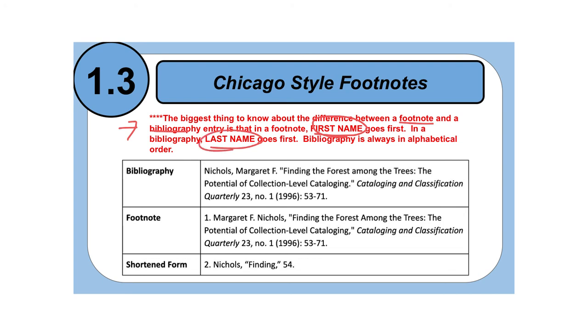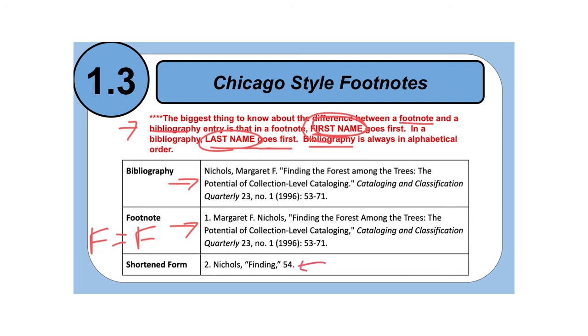In a bibliography, remember the bibliography goes at the very end of your paper, and so at the end of your paper, if I was trying to find a book or something like that, then you would put it in alphabetical order by last name. But if you're doing a footnote at the end of a page, it's just going to be the first name. So here's a bibliography example where Nichols is the last name for Margaret, and then here's a footnote. If you'll notice, Margaret's name is first. So if it helps, F for footnote, first name goes first. Footnote, first name first. And then a shortened form would be like this.